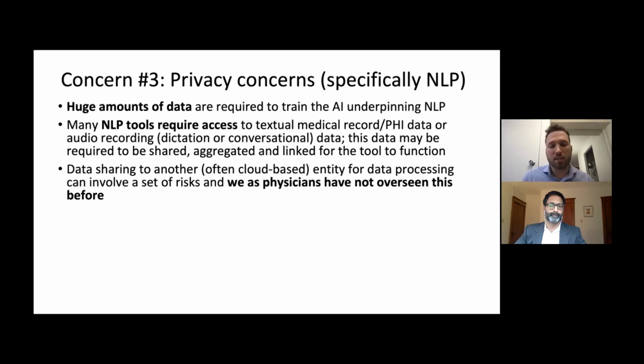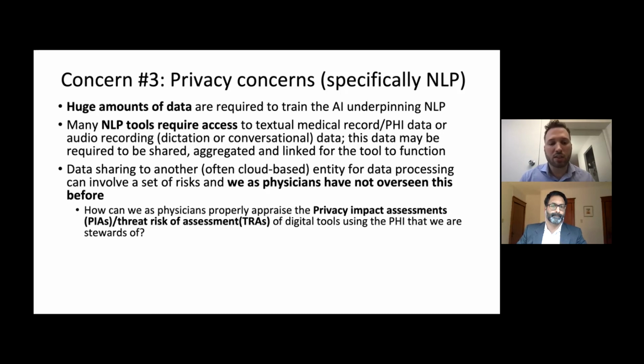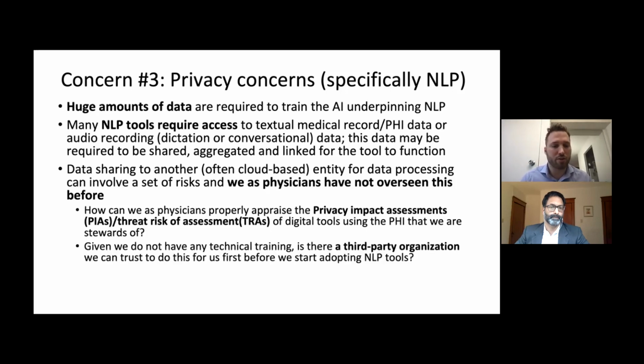So this data sharing will have to occur to another processing area. It requires a lot of computational power, so that's why it sometimes has to go to the cloud. It involves a set of risks with that data movement that we are just not trained as physicians, as a professional body, to know how to properly oversee. So how can we as physicians properly appraise very important assessments that are done by our health organization? So privacy impact assessments, threat risk assessments, of digital tools using personal health information that we are stewards of.